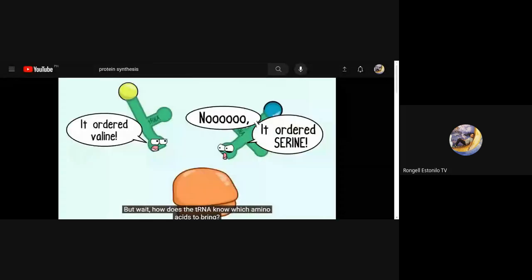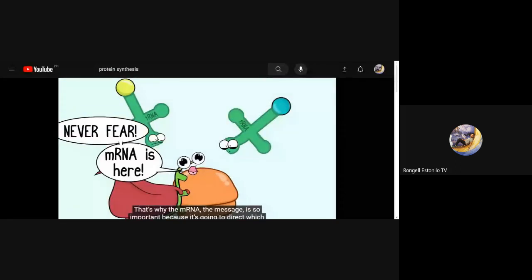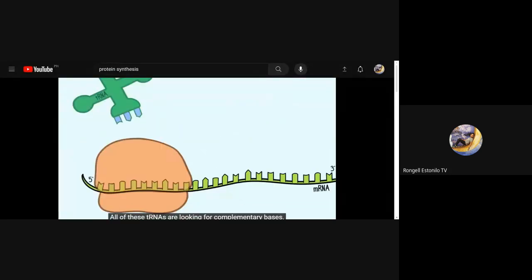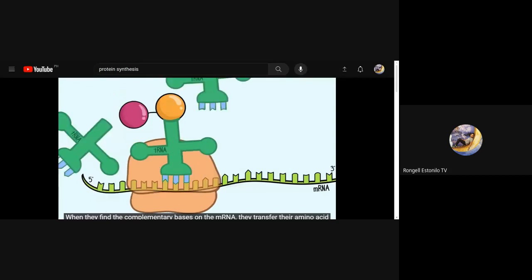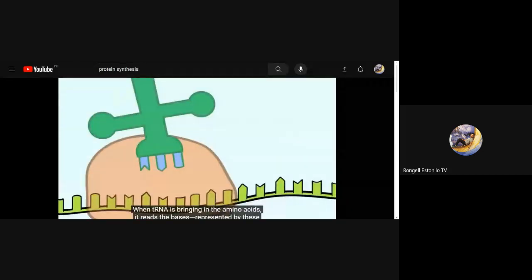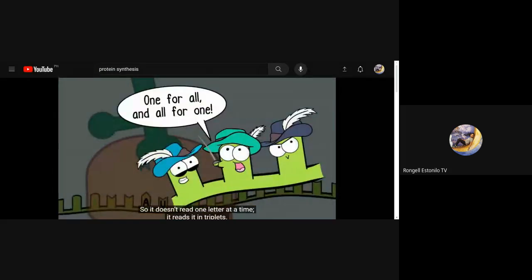But wait, how does the tRNA know which amino acids to bring? That's why the mRNA, the message, is so important because it's going to direct which tRNAs come in and therefore which amino acids are transferred. All of these tRNAs are looking for complementary bases. When they find the complementary bases on the mRNA, they transfer their amino acid. When tRNA is bringing in the amino acids, it reads the bases, represented by these letters here on the mRNA, in threes. So it doesn't read one letter at a time, it reads in triplets.